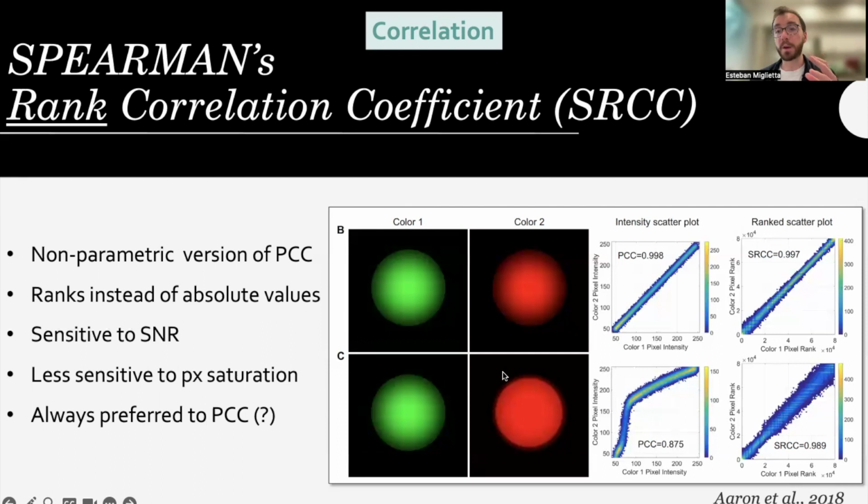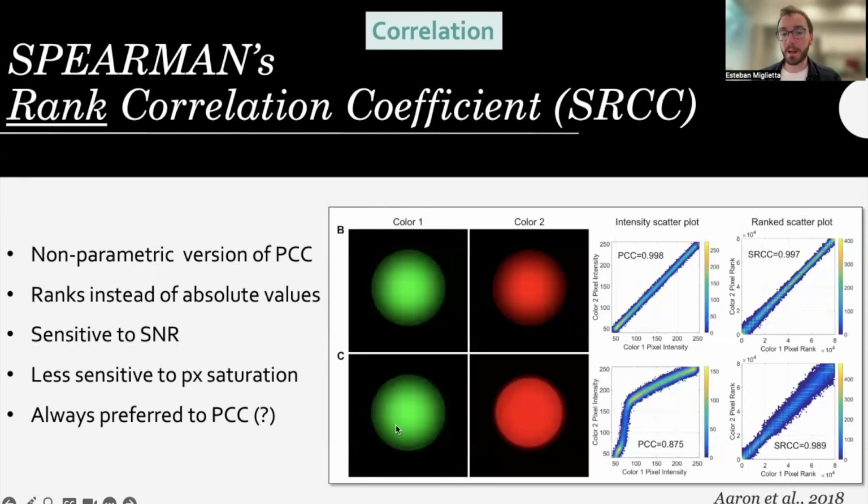So basically, if you have 1,000 pixels in this image, and you would put the highest green pixel, you would assign it a value of 1,000, the second highest a value of 999, and so on and so forth, completely getting rid of the actual values of intensities for those pixels. What this does is that whenever you have a linear relationship between the two channels, the SRCC, the Spearman's rank correlation coefficient, will give you a value that is practically the same as the PCC for the same situation.